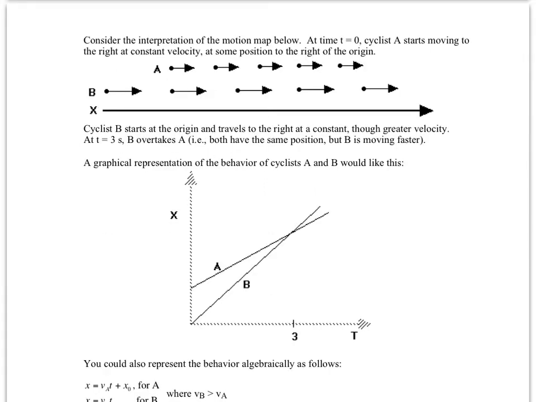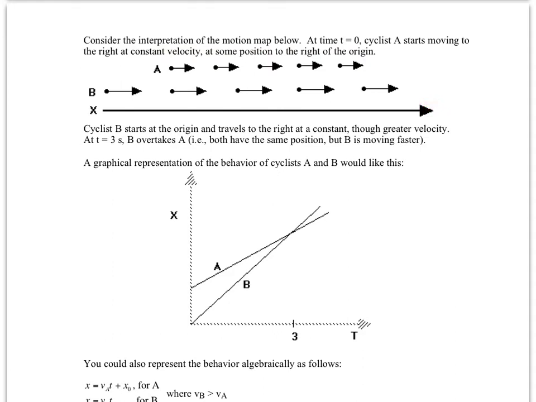So, our next situation we're going to look at are two bicyclists. We have cyclist A and we have cyclist B. Cyclist A is going to start ahead of cyclist B, and cyclist B is going to have a faster velocity than cyclist A. And they're going in the positive X direction, and they're both going to travel for 1, 2, 3, 4, 5 seconds. And this is how we would draw it out.